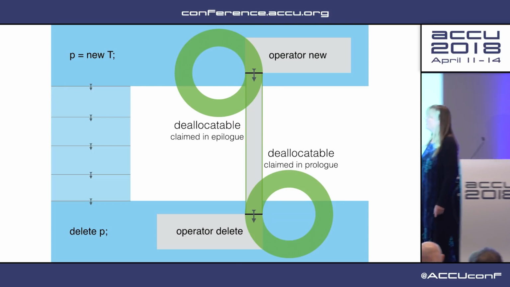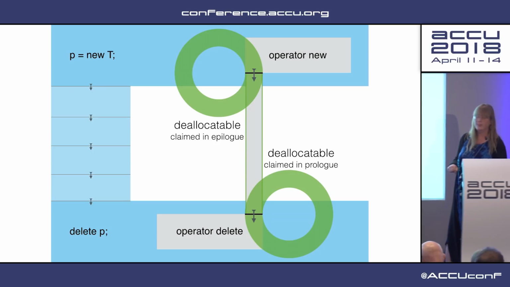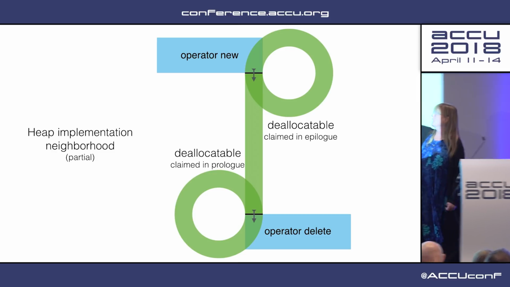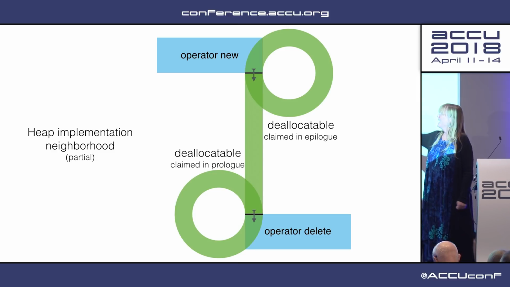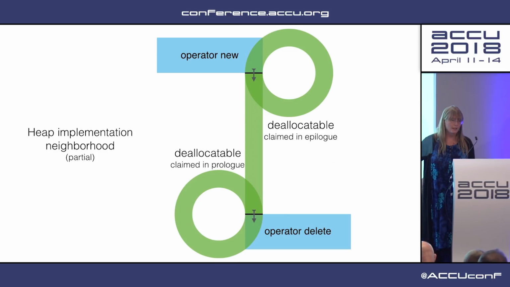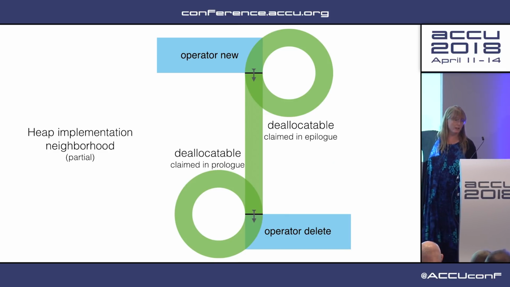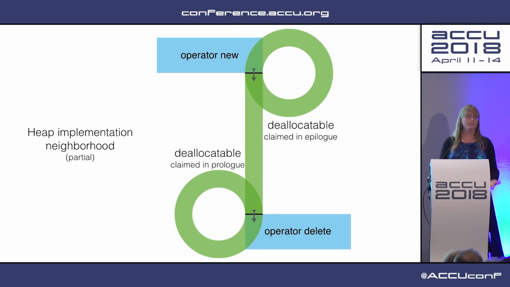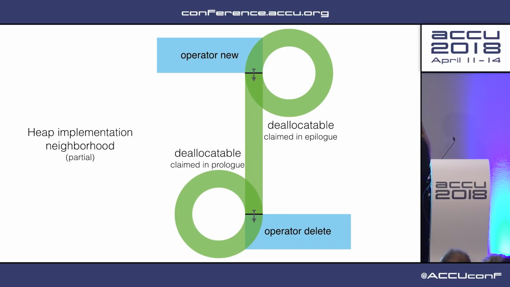And if we flip this around, if we look at the heap, here is a piece of the implementation of the heap. There's operator new and operator delete and deallocatability. Here, I draw it solid because the heap knows what deallocatability is. Operator new and operator delete are friends of deallocatable. They have to know what that means.